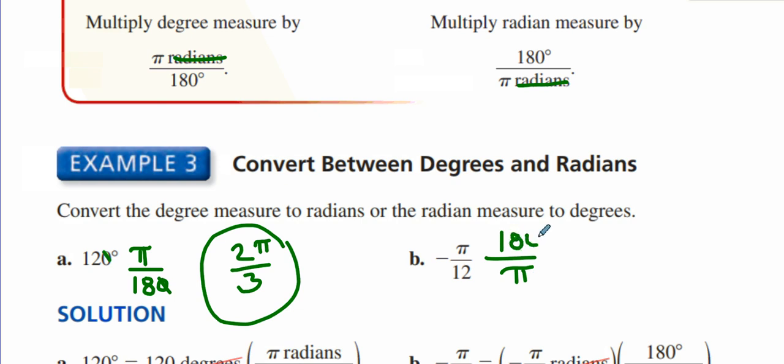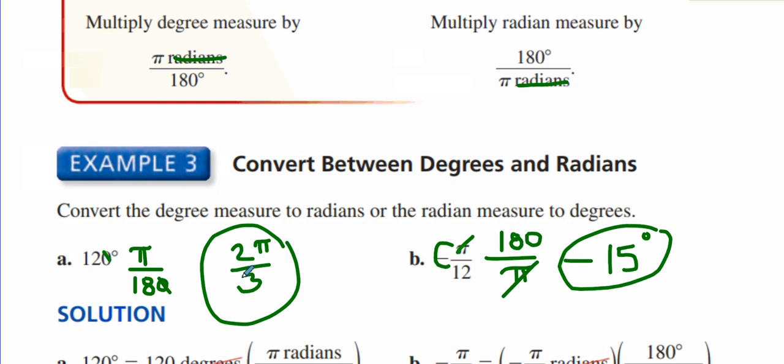We're going to do some cancellations and some reducing. So cancel the pi's. Pi's goes away. 180 is divisible by 12. I don't happen to know what it is off the top of my head, so I'm going to put it in the calculator. Okay, 15. So again, keep the negative sign that's out in the front. Negative 15, and this is in degrees, so we're going to put the degree symbol just so you guys know that's in degrees right there.